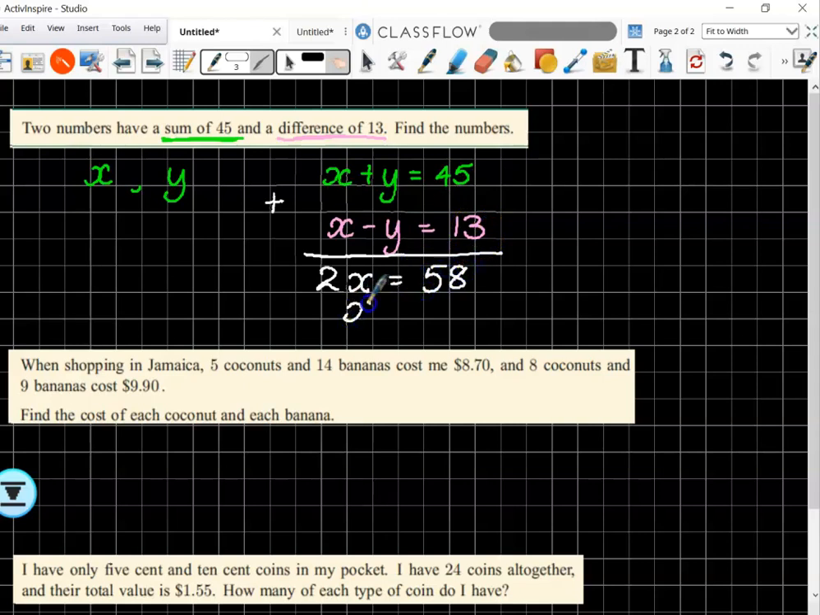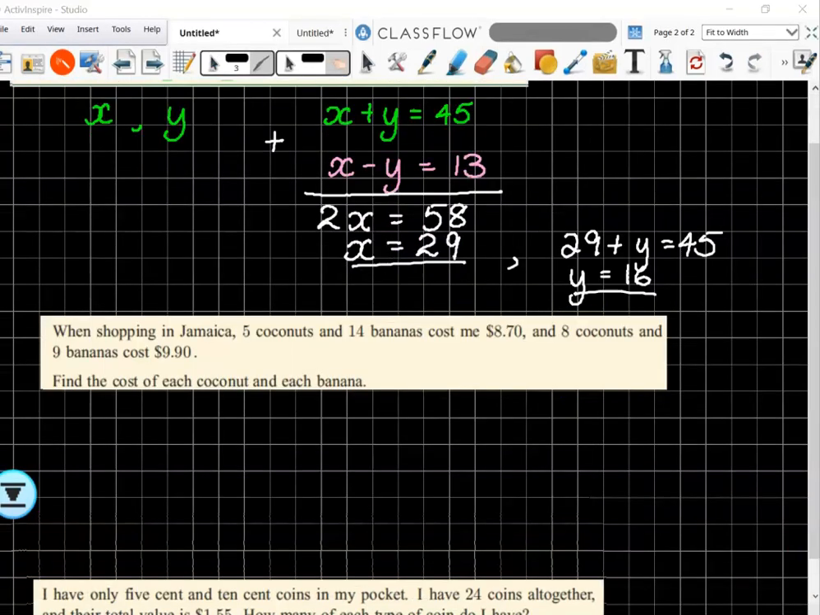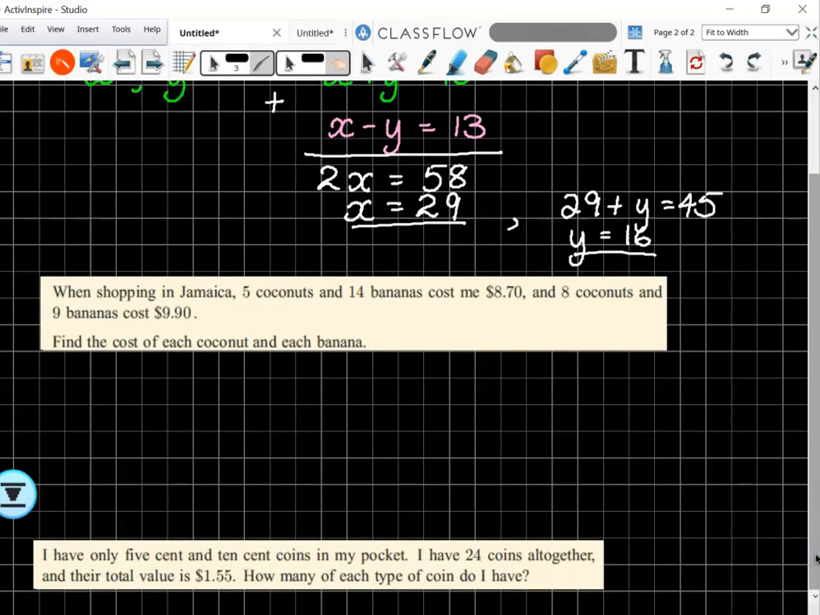Therefore, X is 29, and if X is 29, how am I going to find what Y is? Sub it. So that means 29 plus Y equals 45. Therefore, Y is 16. Done. It's the third example that is going to be just a little bit different.